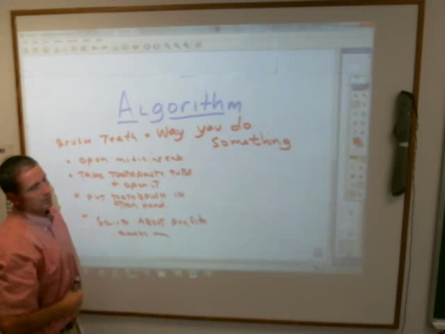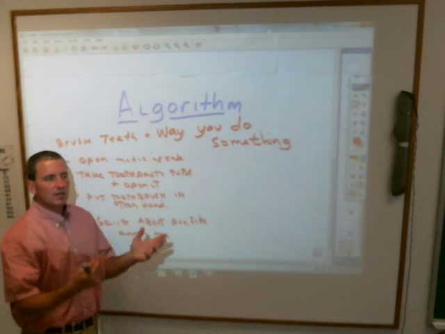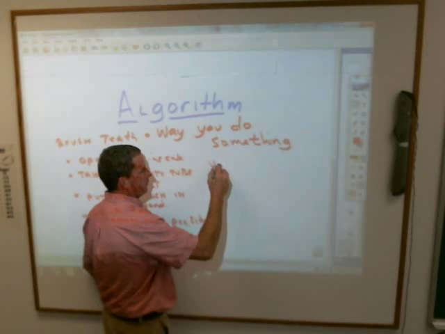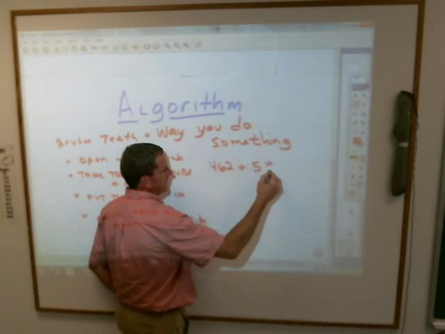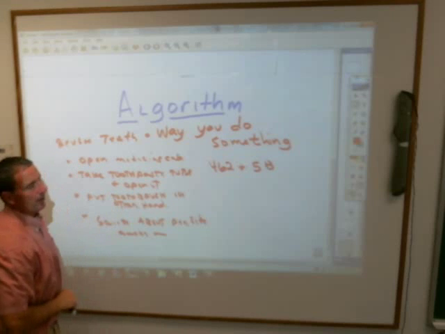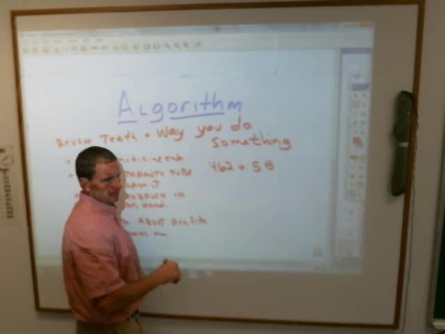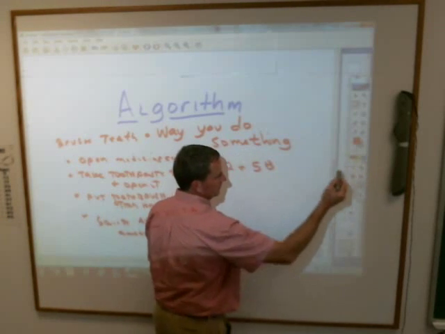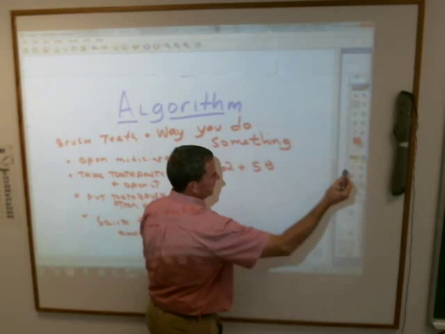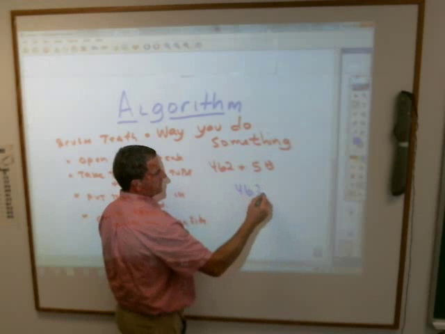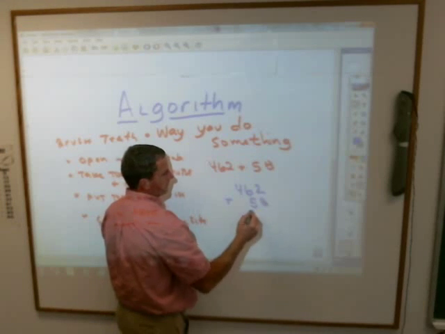And we have algorithms that you do all the time. You just don't call them algorithms. What's our algorithm? Let's say you're adding 462 plus 58. What would be your algorithm for doing that? Well, probably the first thing you do is write it up and down, correct? You really want to, because it gets a little harder if you try to do it side by side. So step number 1 in your algorithm is 462 plus 58.